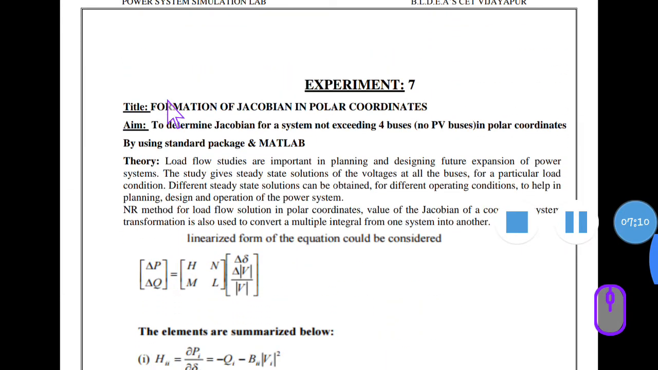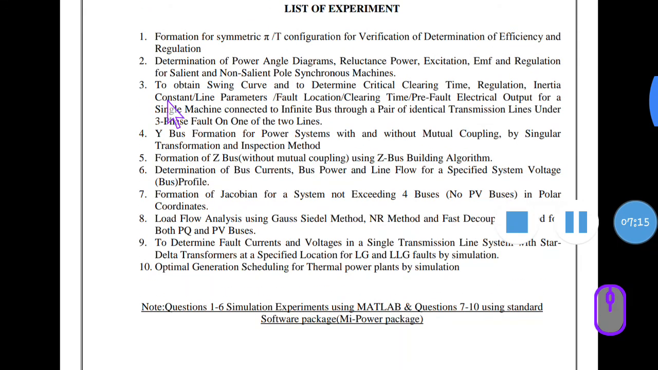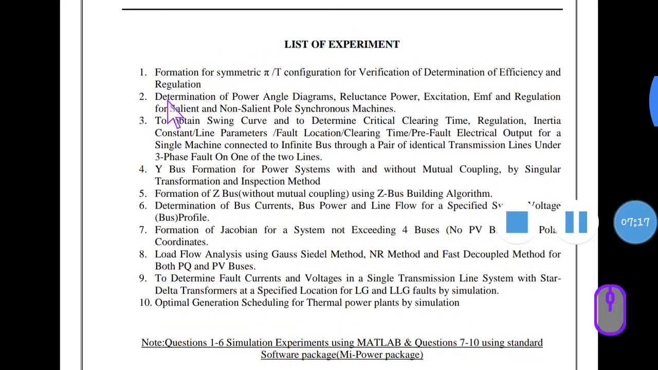Okay, so this is all about experiment number 7. Till now, whatever experiments we have done, I'll recall. These are all the experiments I discussed previously. Experiment 1, ABCD parameters, power angle diagram. Second and third, swing and equal area, already I have discussed. Fourth one, Y bus by inspection method and singular transformation, Z bus building. Fifth one, sixth one, just now I discussed. And seventh one by Jacobian matrix.